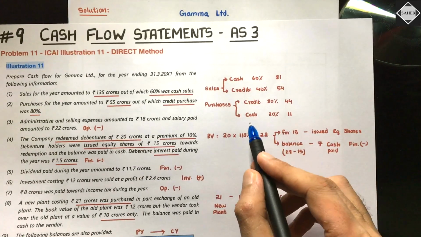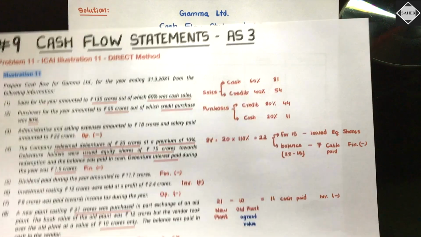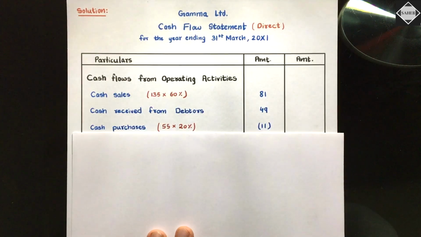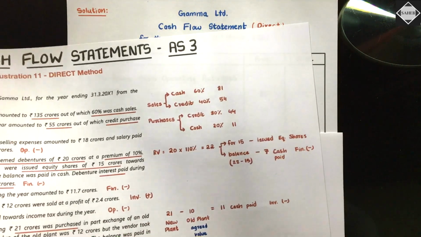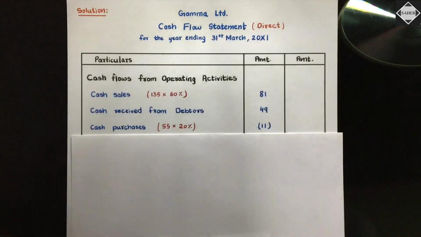Next, they told us about purchases, credit purchases and cash purchases. So cash purchases was 20%. That was 11 crores. So take over here. Cash purchases 55 into 20%, that's 11 crore. Simple. Then they said credit purchases were how much? 44 crores. Can we take this 44 crores? No, of course we can't.